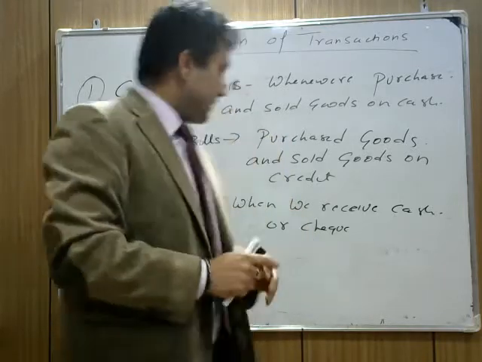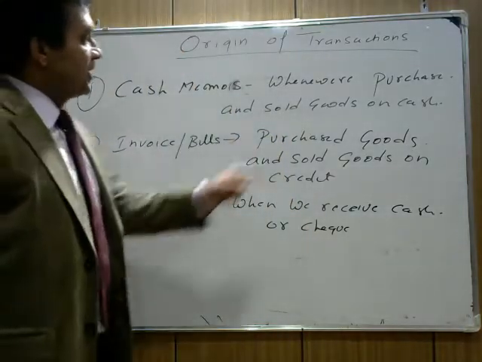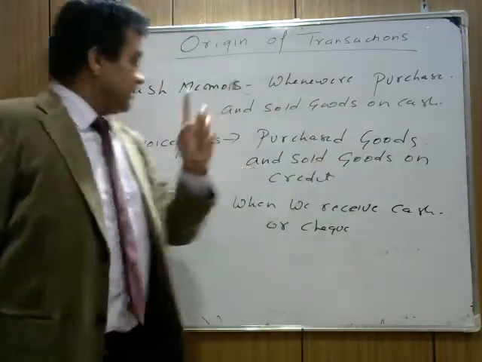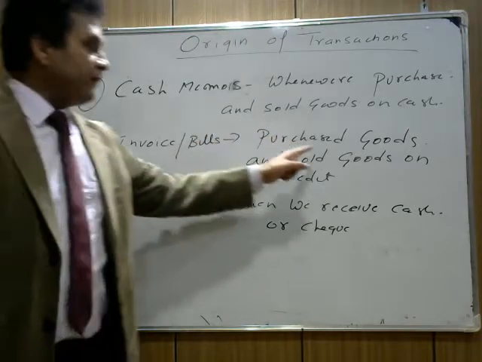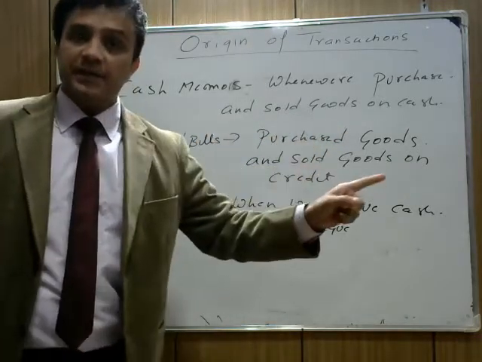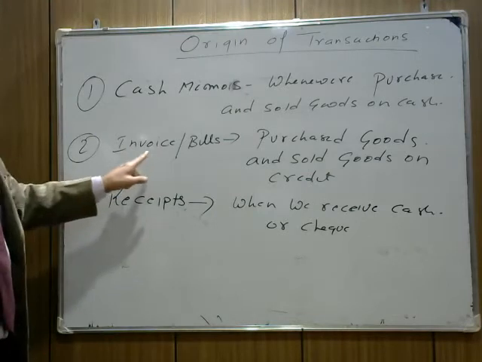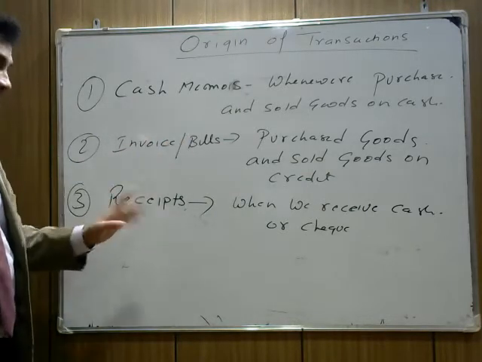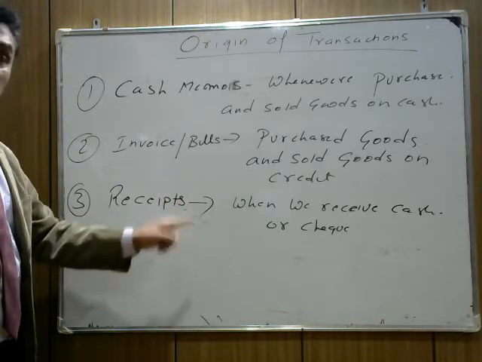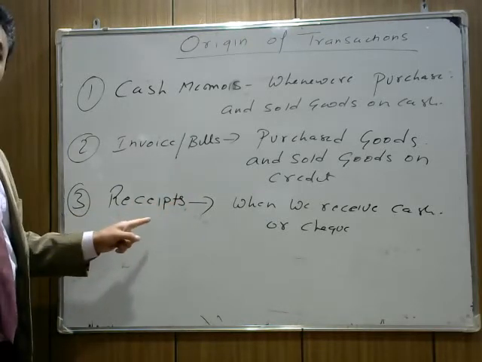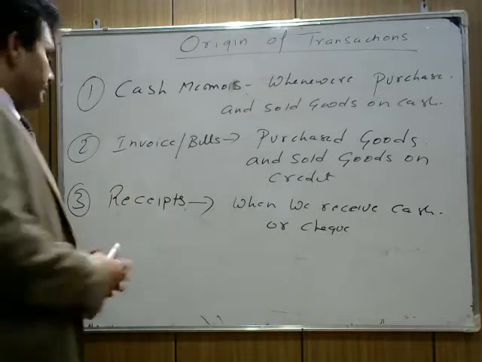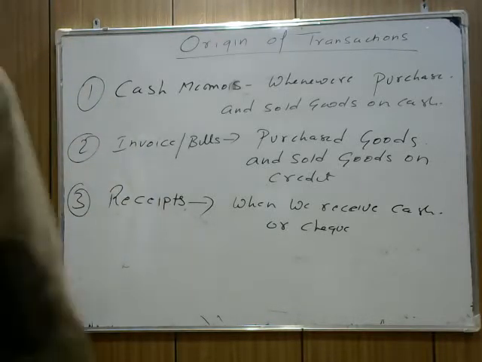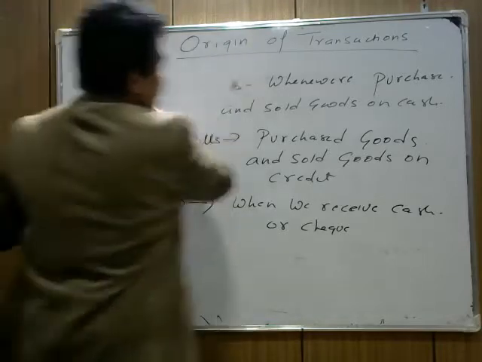Is it clear? So three parts are clear. The first one is cash memos, whenever we purchase and sell goods on cash. Next point is invoice or bills, whenever we purchase and sell goods on credit, we prepare invoice or bill documents. Receipts, whenever we receive cash and check, we prepare receipt document. Is it clear? Note down these three parts. Okay, next part is, I need to rub this first.